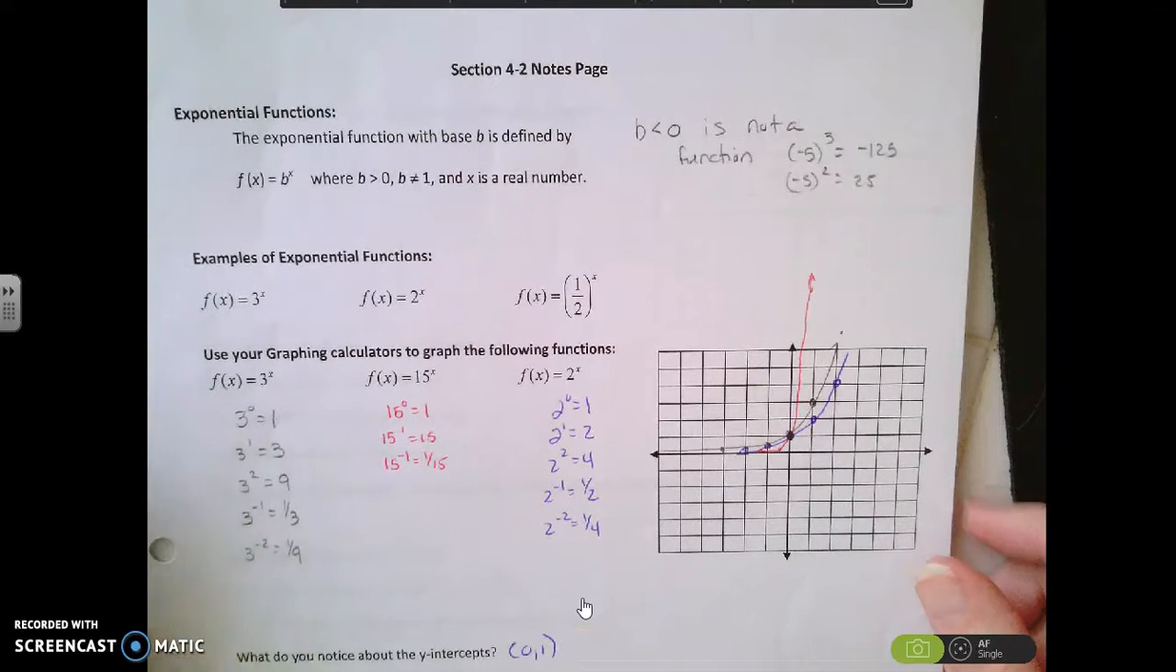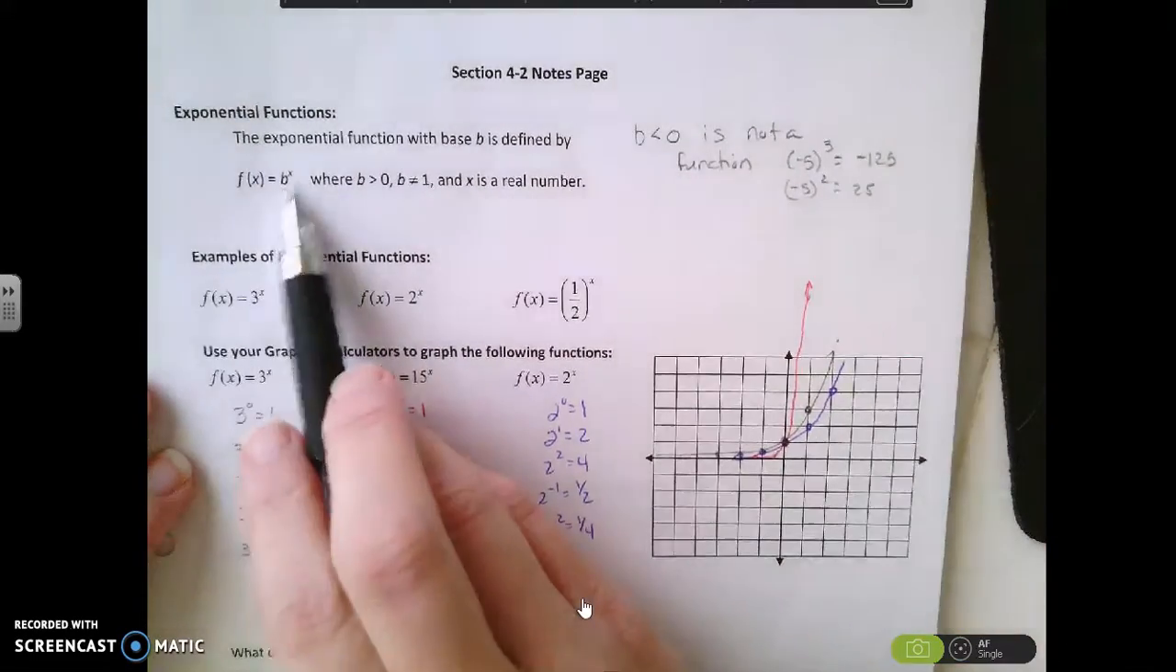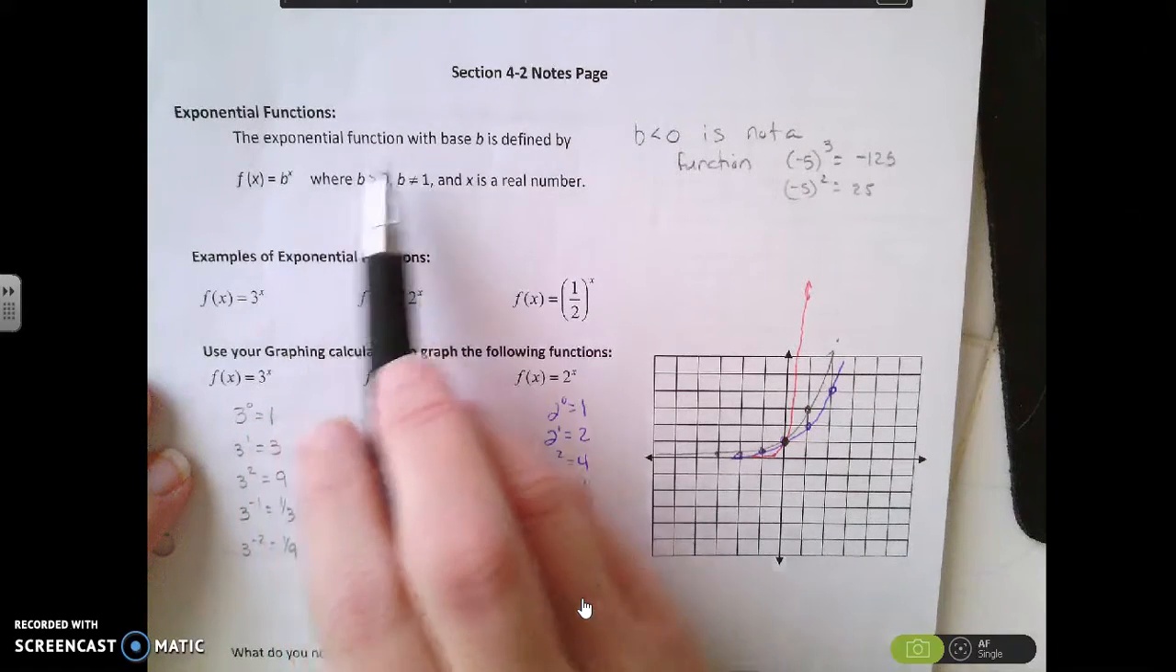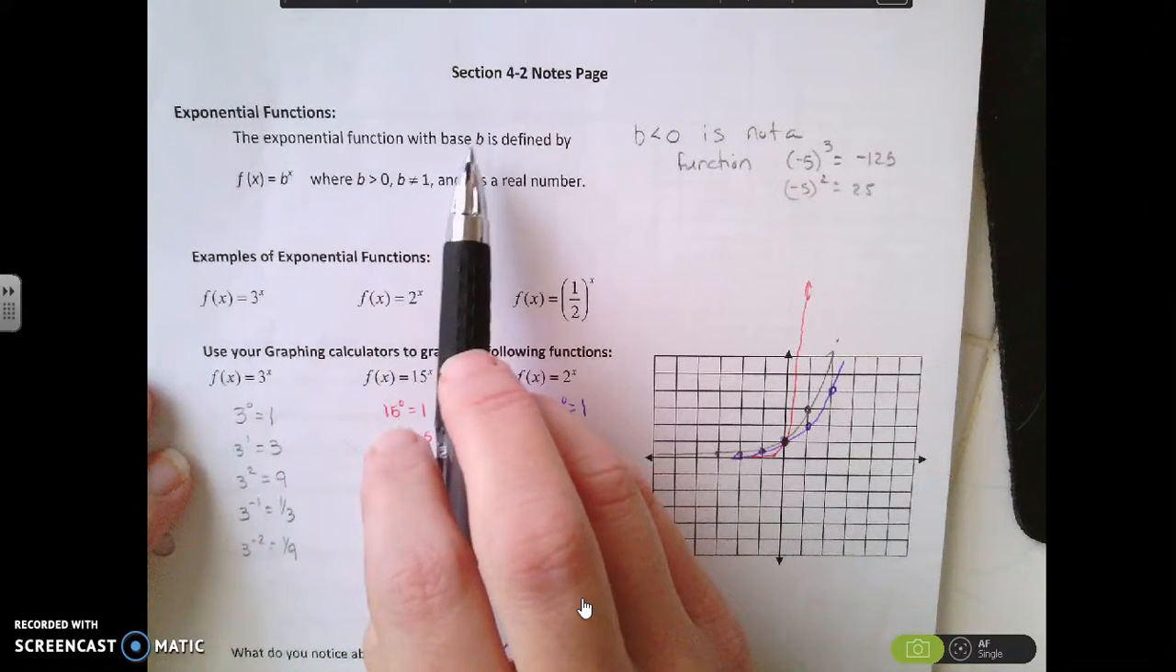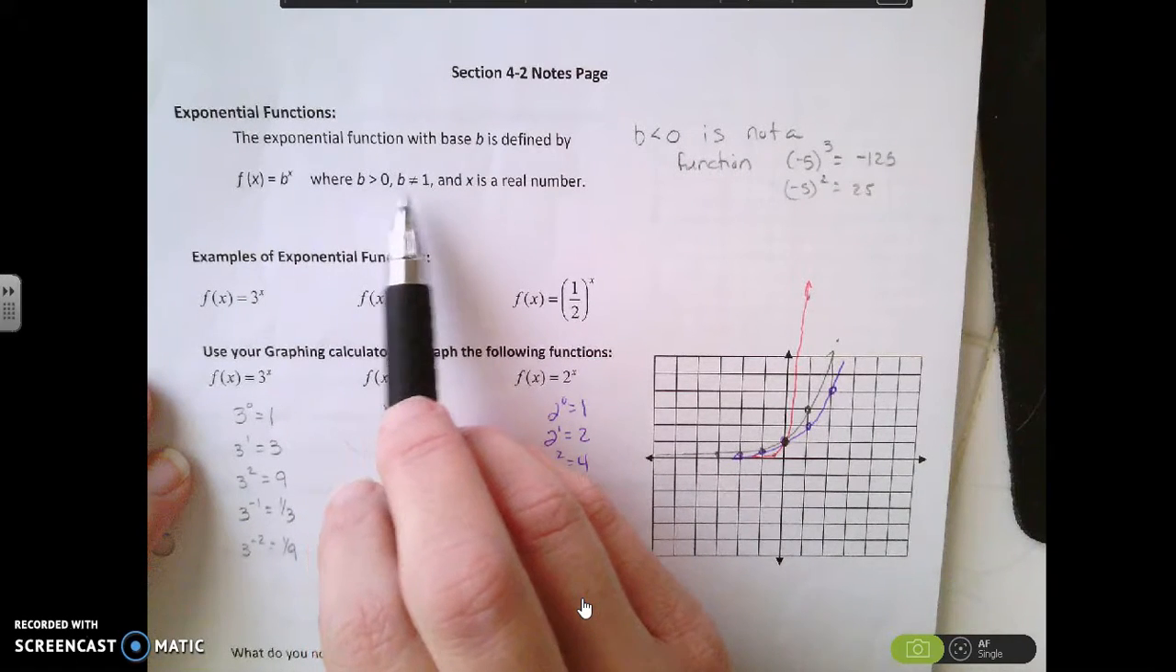All right, so we're going to talk about section 2, which is talking about exponential functions. Exponential functions are functions that are in the form of an exponent, such as b to the x power. B is called the base, and x is the exponent. So b has to be greater than 0, and it cannot equal 1.